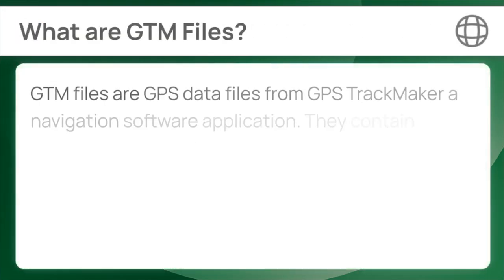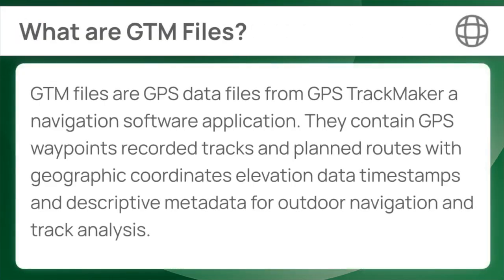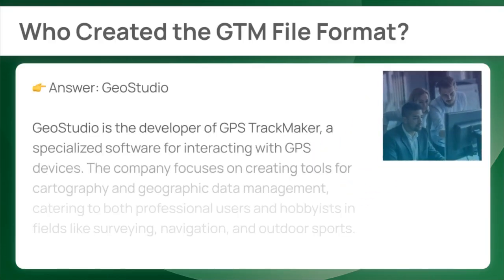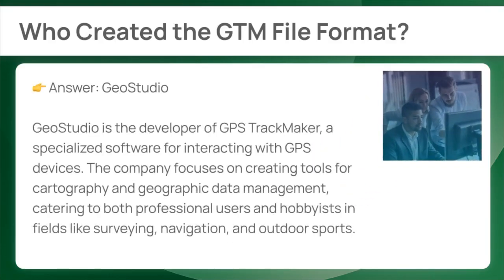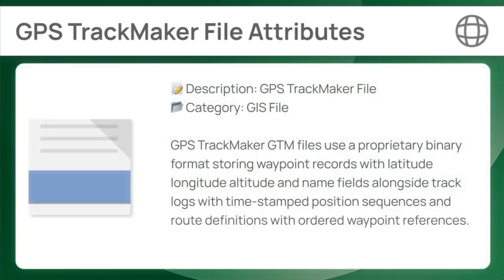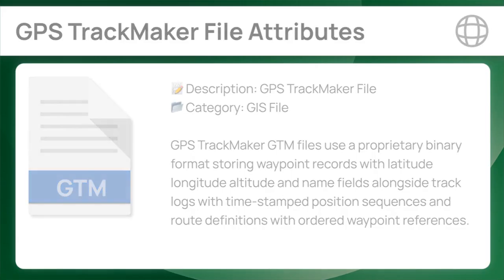GTM files are GPS data files from GPS TrackMaker, a navigation software application. They contain GPS waypoints, recorded tracks, and planned routes with geographic coordinates, elevation data timestamps, and descriptive metadata for outdoor navigation and track analysis. GPS TrackMaker GTM files use a proprietary binary format, storing waypoint records with latitude, longitude, altitude, and name fields alongside track logs with time-stamped position sequences and route definitions with ordered waypoint references.